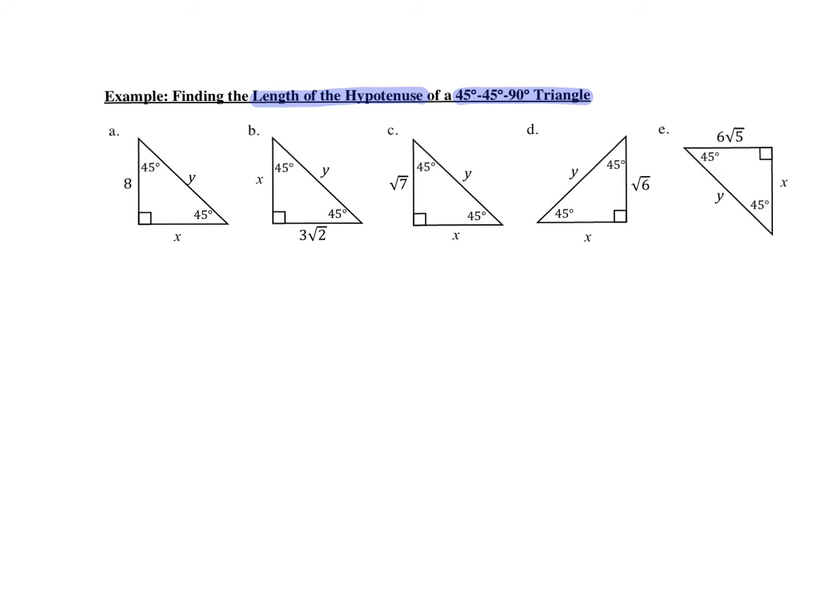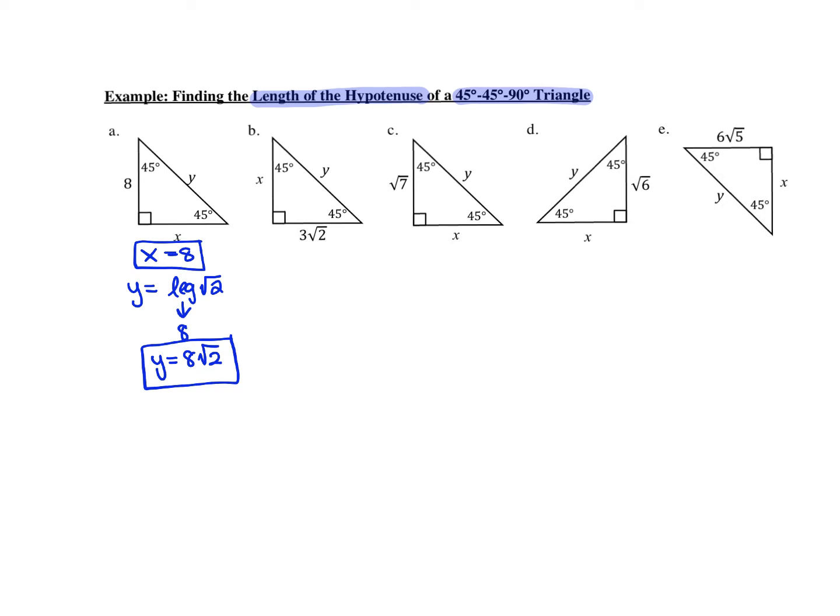Okay, so for letter A, because of the base angles theorem, the two angles are congruent, then those side lengths are also going to be congruent, so x is just 8. And then for y, based upon what we know now, it's the leg times root 2. So the leg, I know, is 8. So y equals 8 root 2. Okay, let's do the next one.